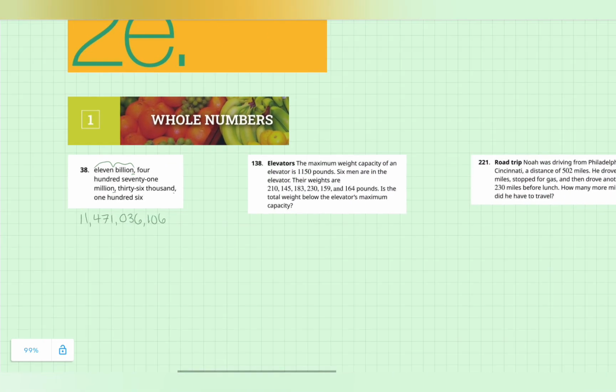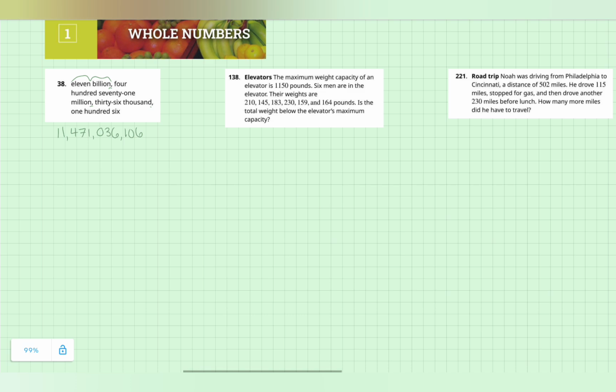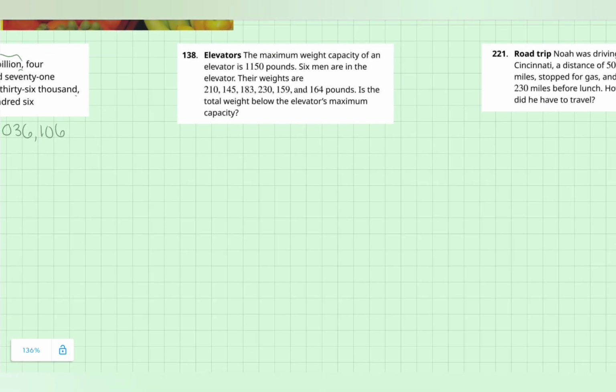Still in chapter 1, and today we are going to look at problem 138. It says the maximum weight capacity of an elevator is 1,150 pounds. 6 men are in the elevator. Their weights are 210, 145, 183, 230, 159, and 164 pounds. Is the total weight below the elevator's maximum capacity?